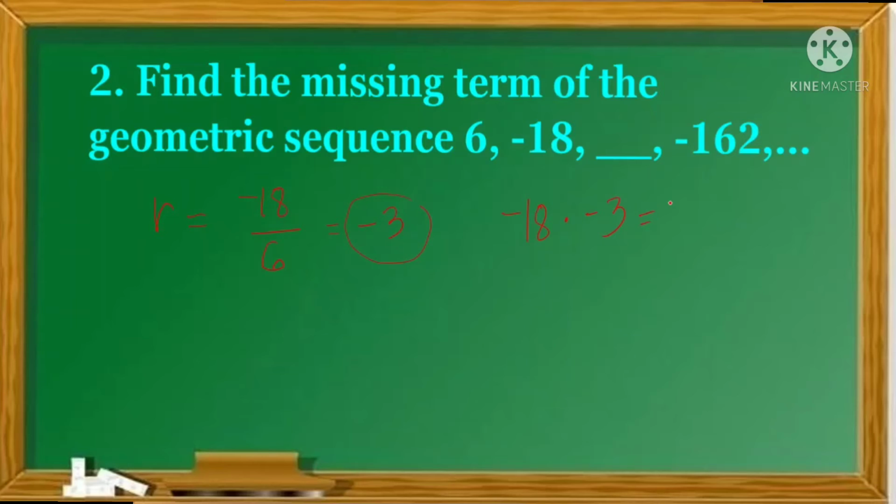So the answer is, negative times negative is positive. 3 times 18 is 54. So the answer is 54. To check if it is correct, let's multiply 54 times negative 3. The answer will become negative 162.